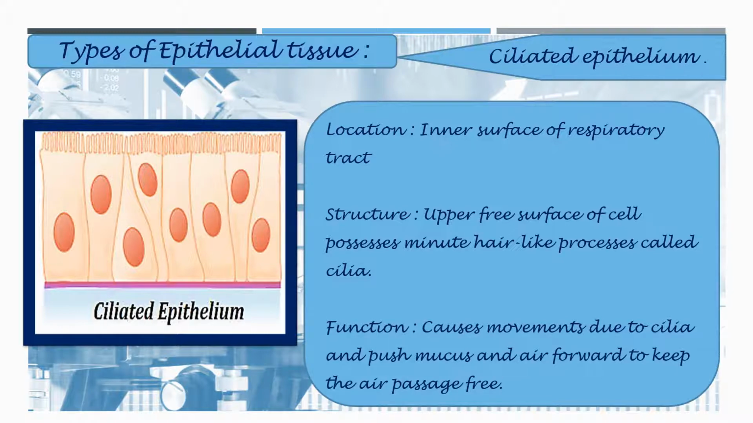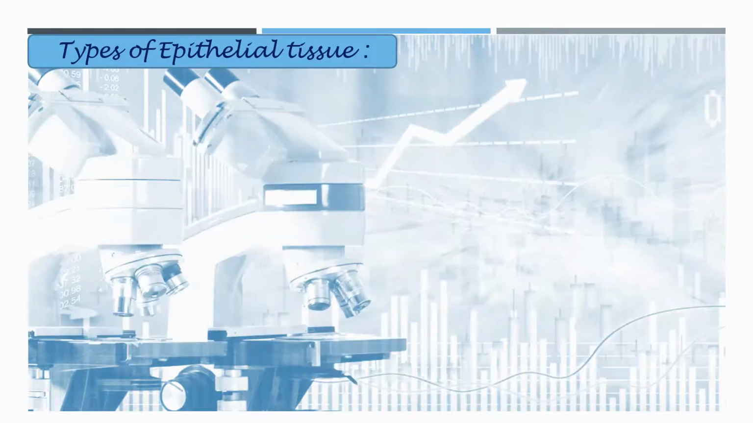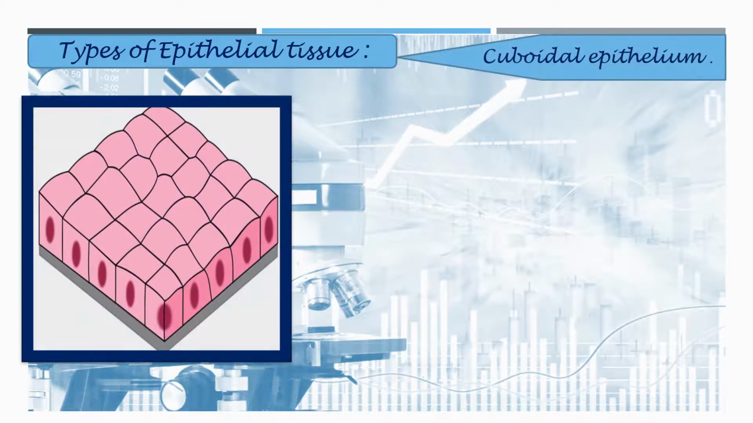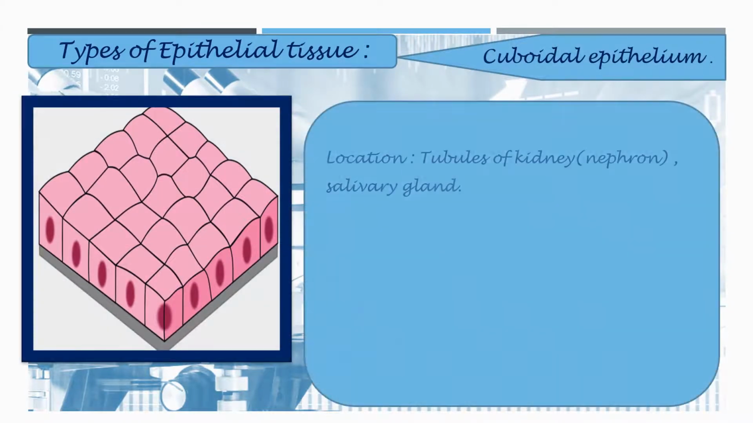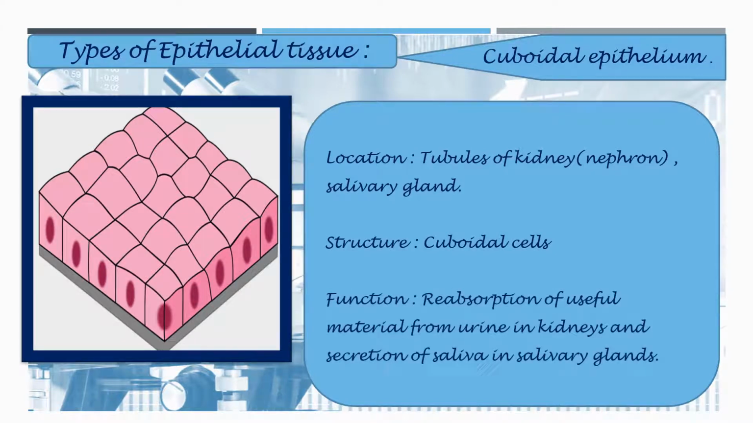Students, now the sixth type of epithelial tissue is cuboidal epithelium. Cuboidal epithelium is located in the tubules of the kidney, that is the nephron, and in the salivary gland. The structure of cuboidal epithelium is that the cells are cuboid in shape, and the function is reabsorption of useful material from urine in kidneys, and it is also used for the secretion of saliva in salivary glands.